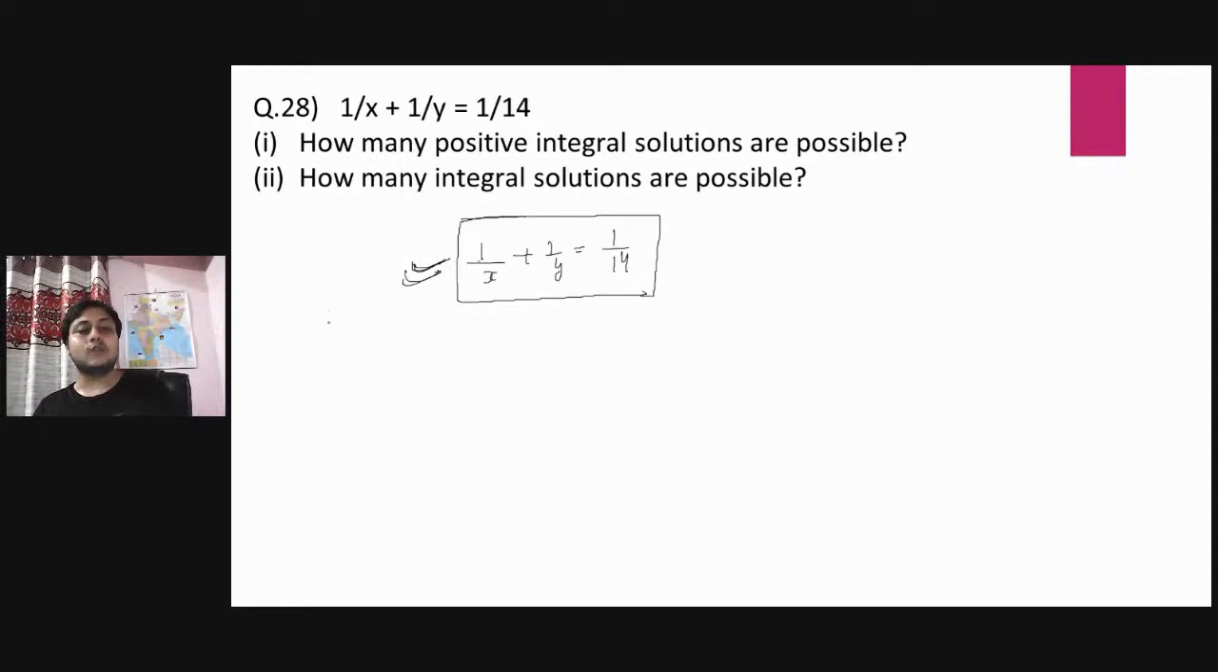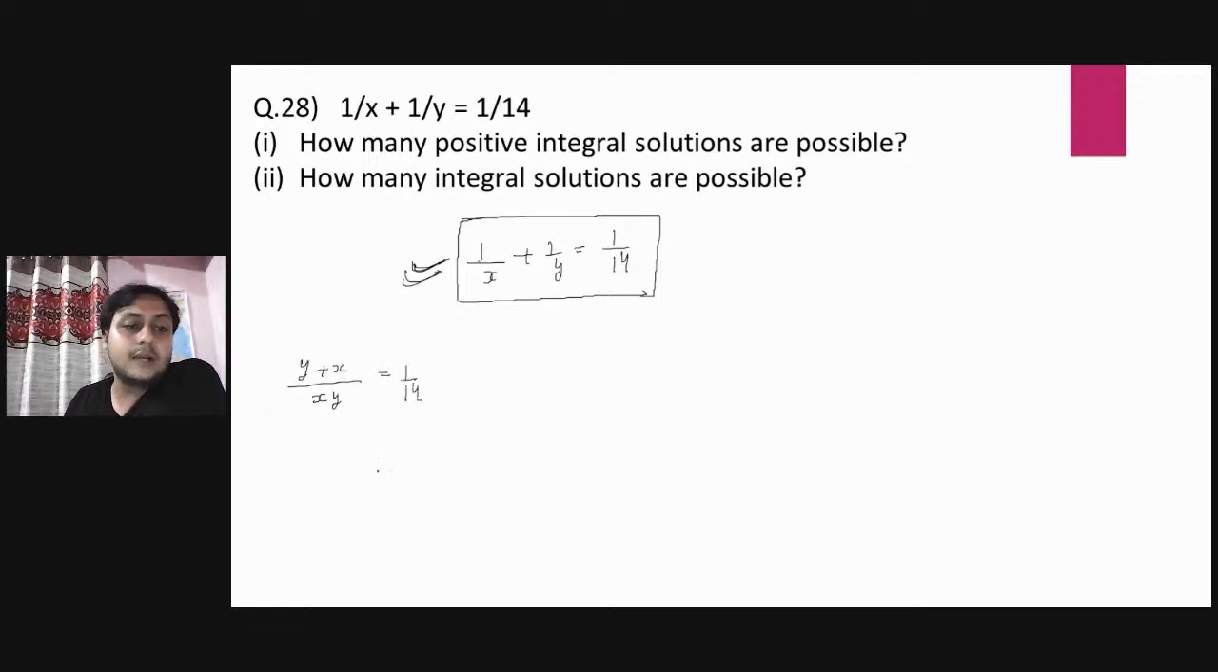So guys, what to do in such types of questions? First, listen to me carefully. There is no need of this method, but you should know it, okay, that is why I am telling you. So guys, take the LCM. What will we get? y plus x over xy equals 1 by 14, right? So it becomes 14x plus 14y minus xy equals 0. I have already told you how to deal with such equations in the algebra class, basically in the algebra maxima minima class, right?